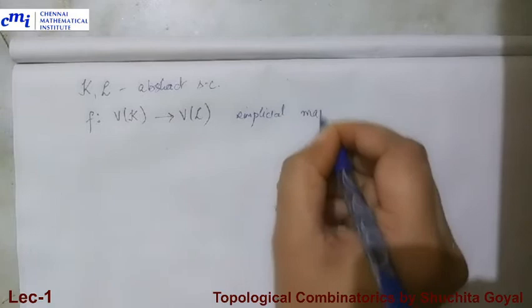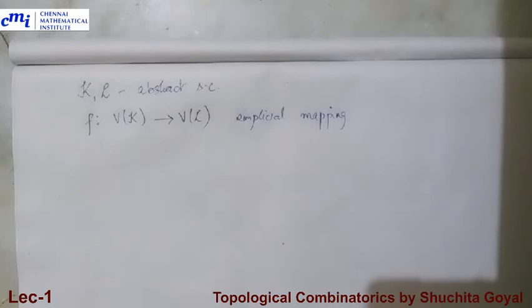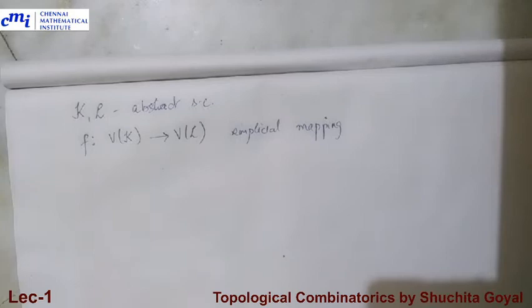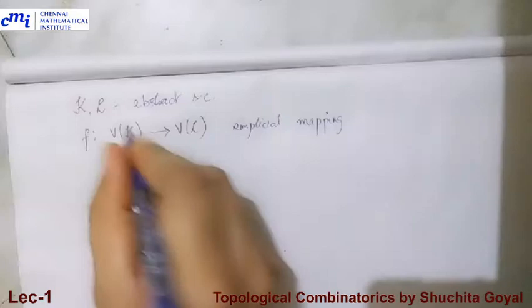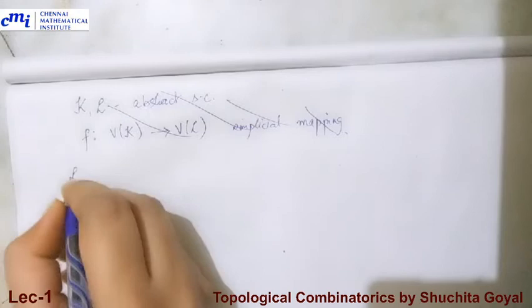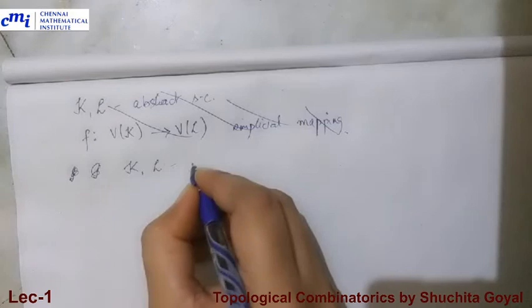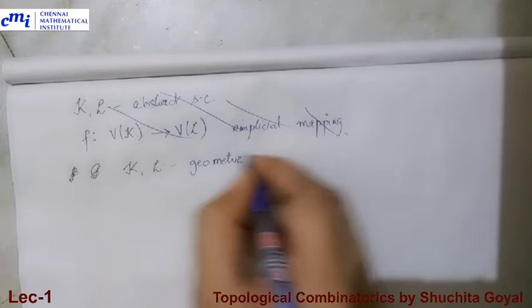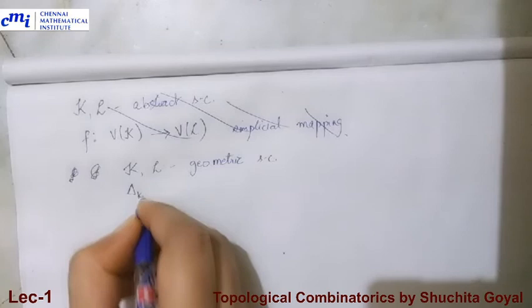I've already told you how to see a... let me rephrase this. So let's say some K and L are my geometric simplicial complexes, and delta K and delta L are the associated abstract simplicial complexes.